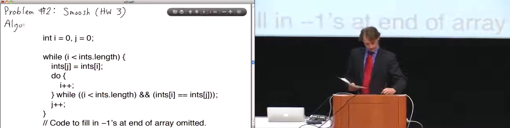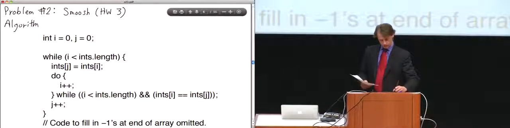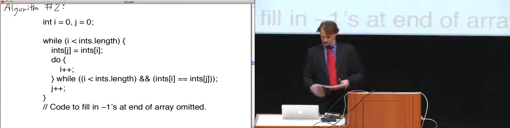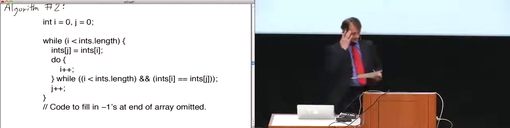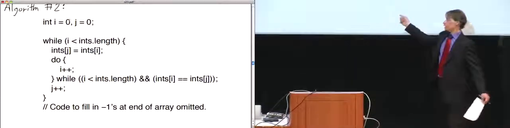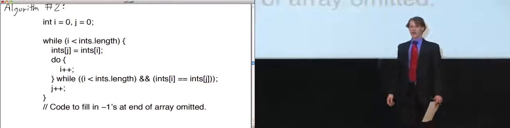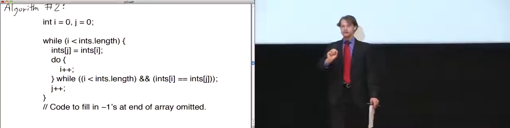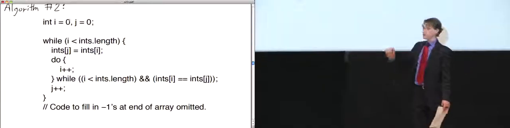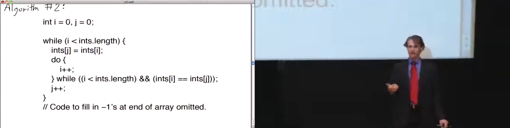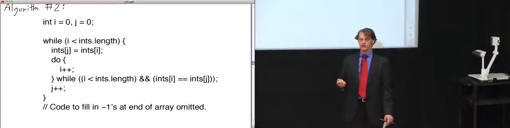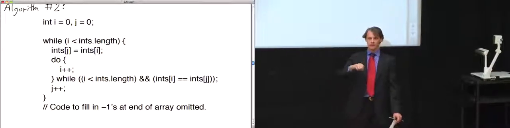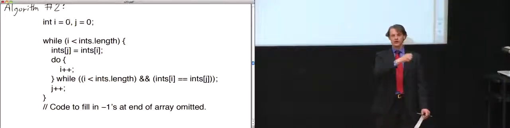So, algorithm number 2. I don't know how you solved it, but here's how I solve it, with this code here. I've left out the bit at the end that fills in the minus 1s at the end of the array. But what I've got here is my loop for walking through an array, and as we walk from left to right through the array, we're looking for entries that are identical to the next entry. When we find ones that are different, we copy them back. When we find ones that are the same, we ignore them.